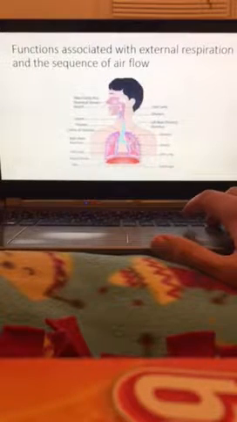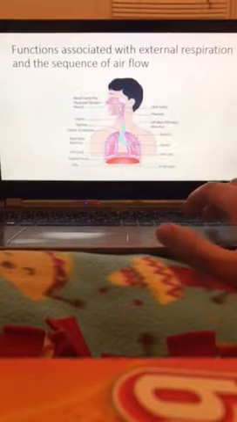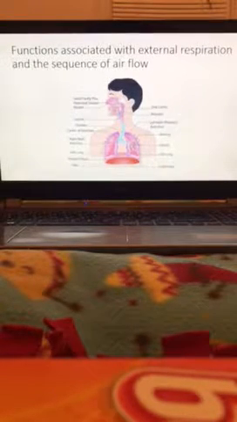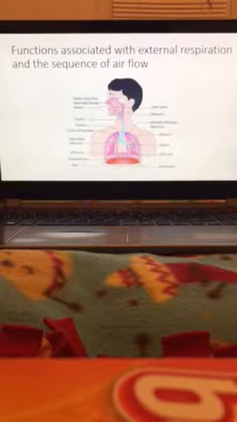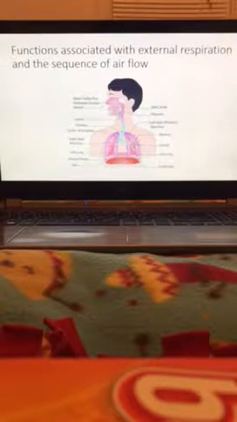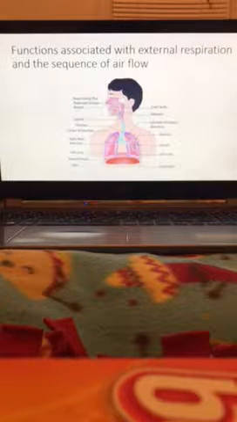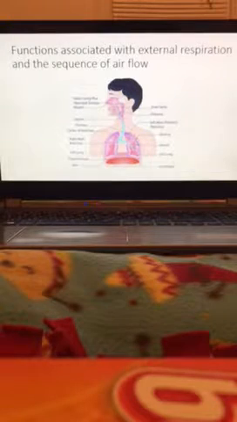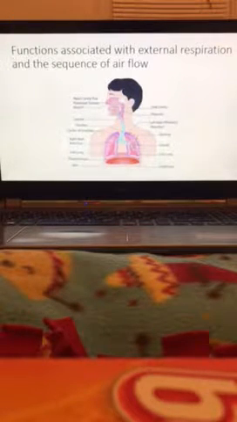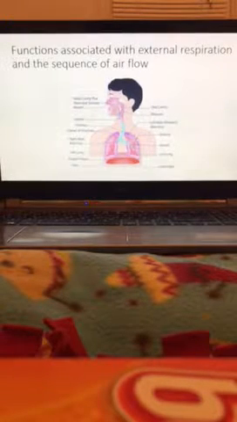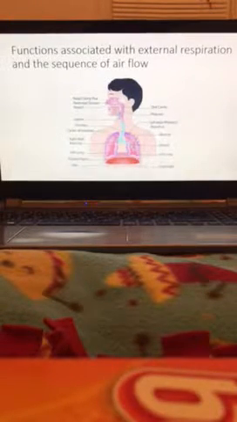We will be starting with the functions associated with external respiration and the sequence of airflow. Through the nose/mouth into the nasal cavity, past the turbinates, through the nasopharynx, past the glottis, into the trachea, to the bronchi, to the lungs, to the smaller bronchi, to the bronchioles, to the terminal bronchioles, to the respiratory bronchioles, to the alveolar ducts, to the alveoli.